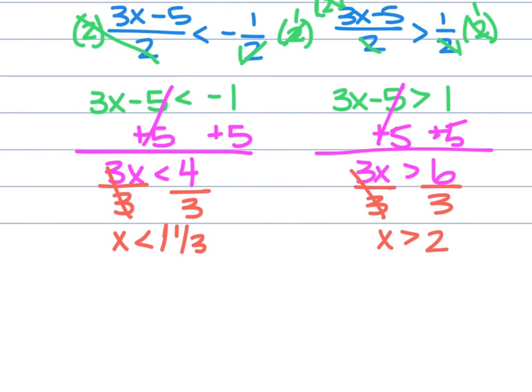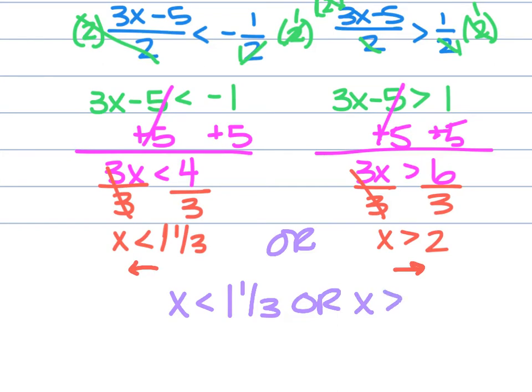So now look at your two inequalities. They point opposite ways. Your one with the lesser is on the left, so you're good. So this is an or statement. So this is going to be x is less than 1 1/3, or x is greater than 2.